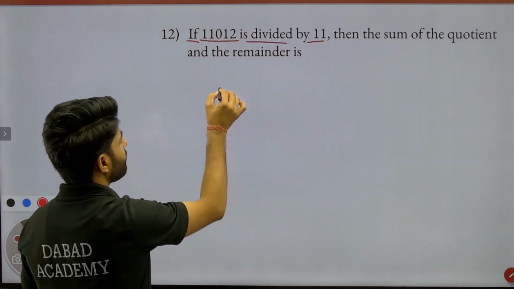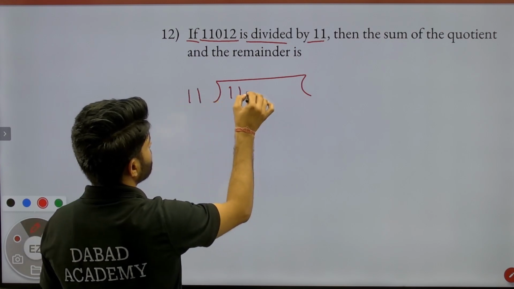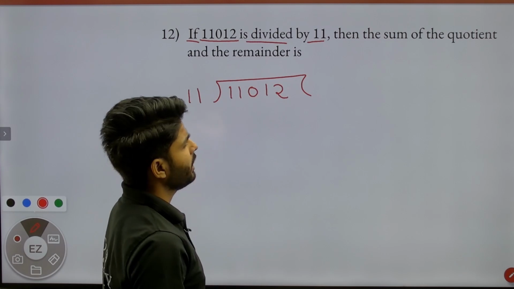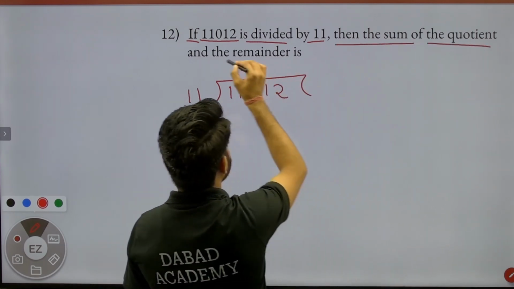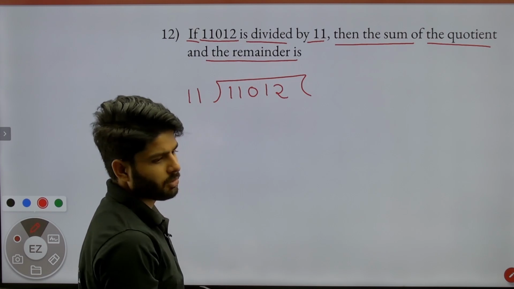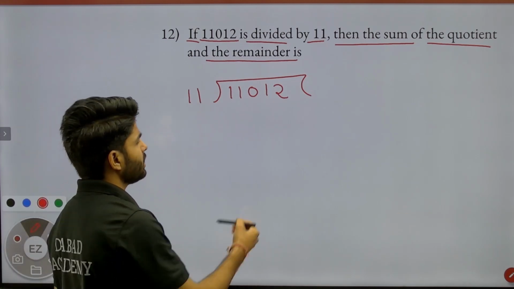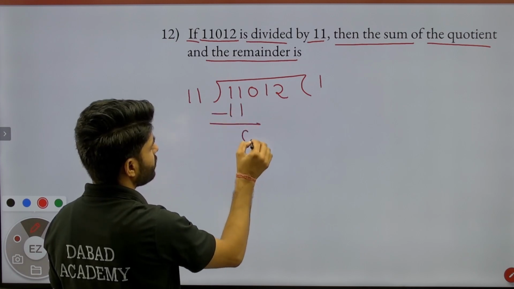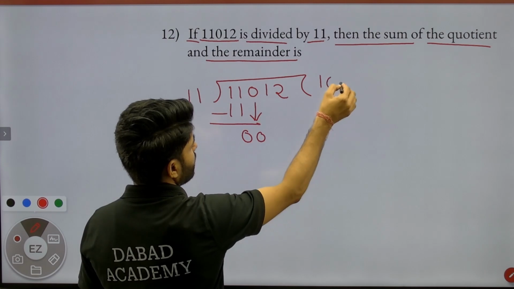If we divide this number by 11, we have to write it here, 11. That is the dividend and that is the divisor. Then the sum of quotient and the remainder is? So we have to find the sum of quotient and remainder. First we need to know the quotient. So 11 1s are 11. Subtract, we get 0. That is not divisible, so here is 0.